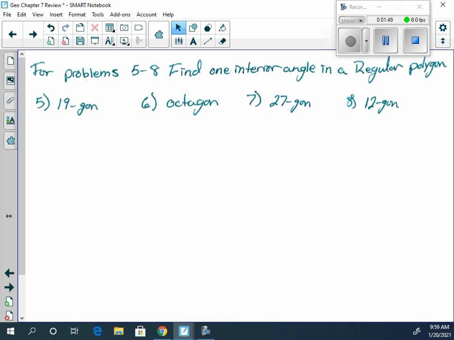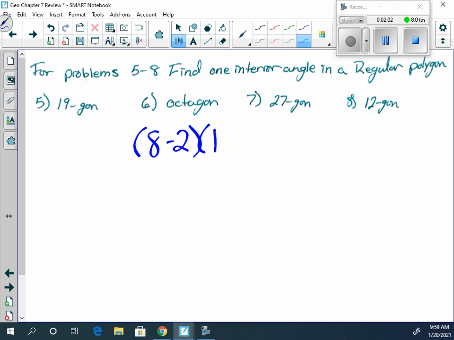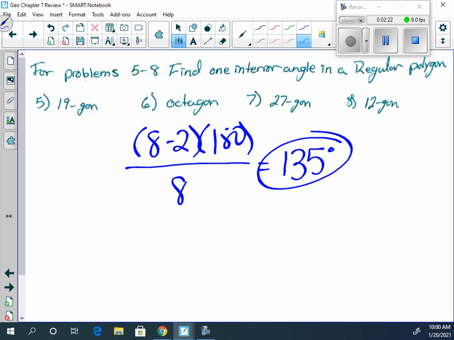Find one interior angle in a regular polygon. So now we're using the other formula, n minus 2 times 180 divided by n. So if we did octagon, well, that'd be 8 minus 2 times 180, which would give us the sum of the angles. And since all the angles are the same, and there's 8 of them, we divide it by the number of sides. And at this point, we just need to type this into the calculator. And it would tell us that each of the interior angles would be 135 degrees.